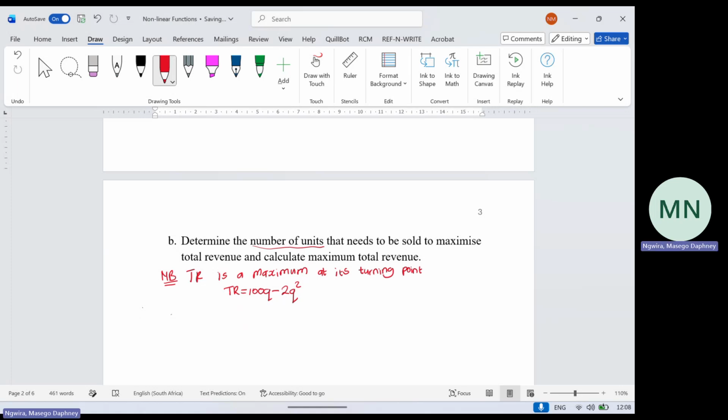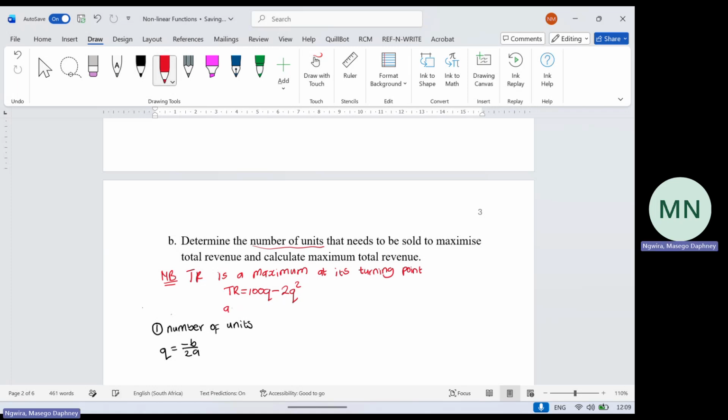So for the number of units, the formula needs my A, B, C. Let me name it the number of units. So the number of units, this is how I'm going to calculate it. Q is equal to negative B over 2A.